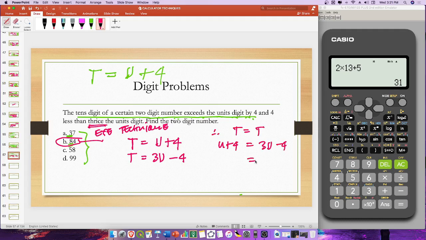So combining like terms, this will become 2u equals 8, and then the unit digit is 8 divided by 2, that's 4. Which of the choices has 4 as the unit digit? That's letter B. To solve for t, that is just u plus 4, so this is 8. So the original number is 84, which is here. So using I technique and mathematical manipulation, you will arrive at the same result.